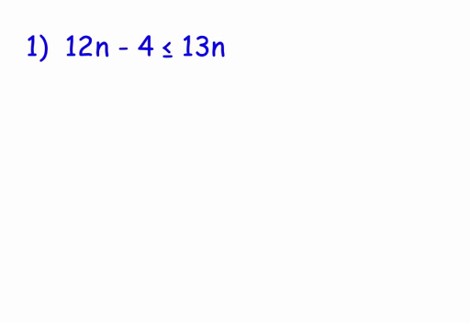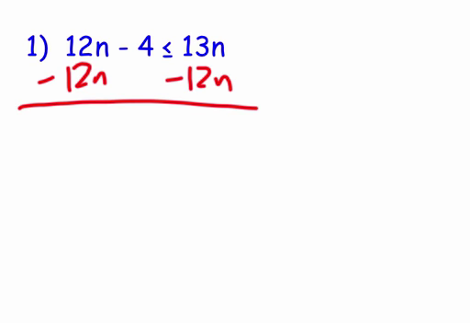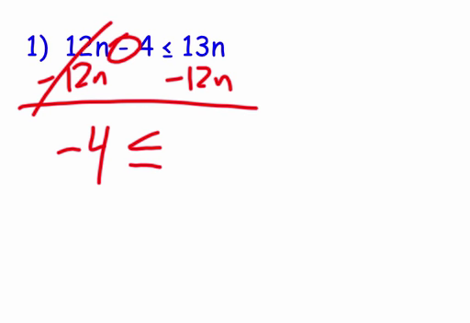Oh, how about this one? Let's see, I got an n on both sides. What's my rule when I got a variable on both sides? Get it to one side, right? So I'm going to have to subtract this 12n over to the other side, minus 12n. So that's gone. I still have a negative 4. Don't forget your symbol in front of your 4 is less than or equal to n, right?